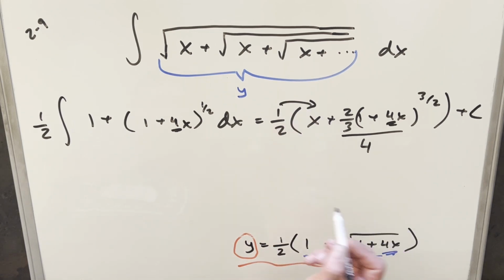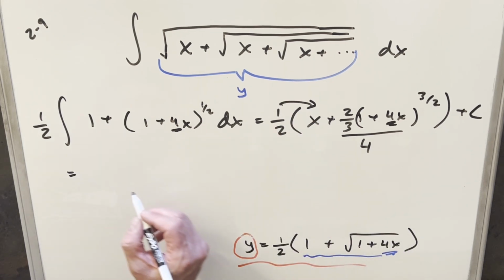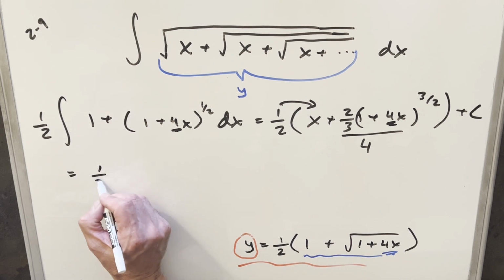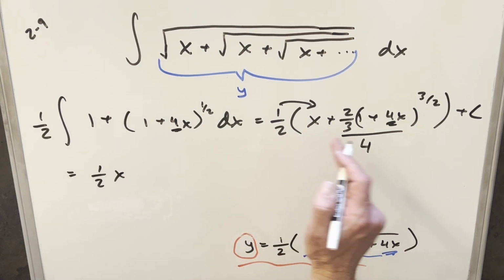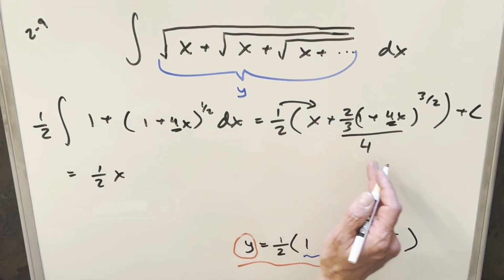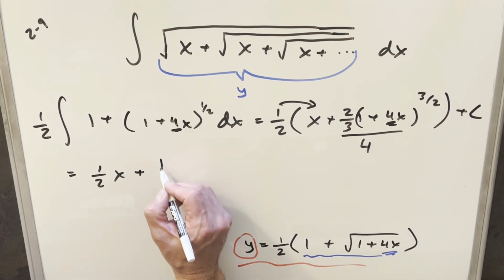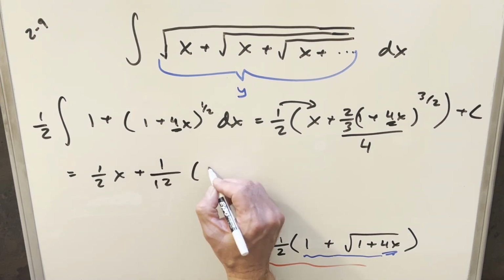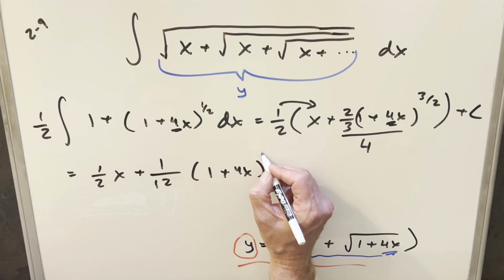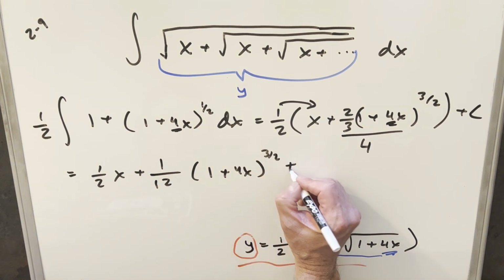Let's multiply in the 1/2. We could probably leave it, but let's multiply it in and simplify this. So first we're going to have 1/2 x. Then we multiply 1/2 times 2/3. That's going to give me 1/3 divided by 4. It's going to give me 1 over 12, 1 plus 4x to the 3/2, add a plus c, and that's it.